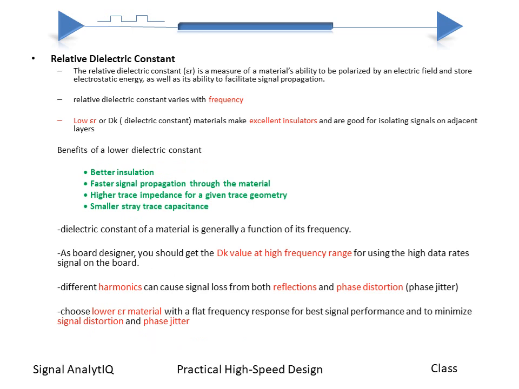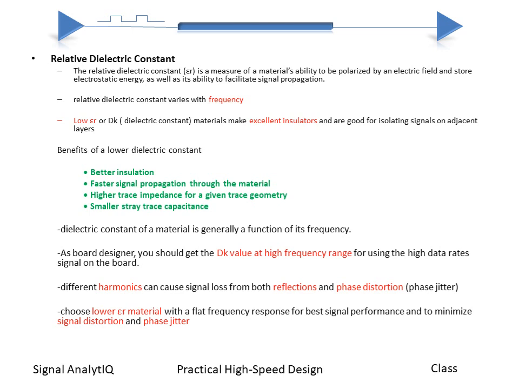Relative dielectric constant. So, relative dielectric constant, as stated, ER, is a measure of a material's ability to be polarized by an electric field and store electrostatic energy, as well as its ability to facilitate signal propagation.